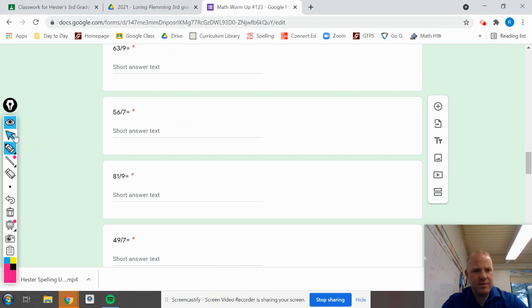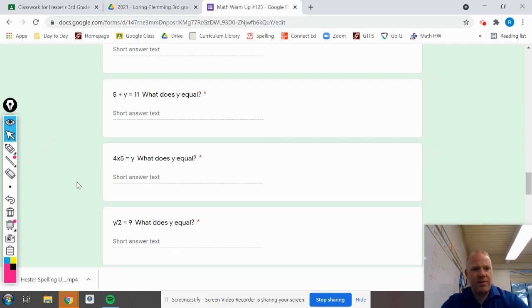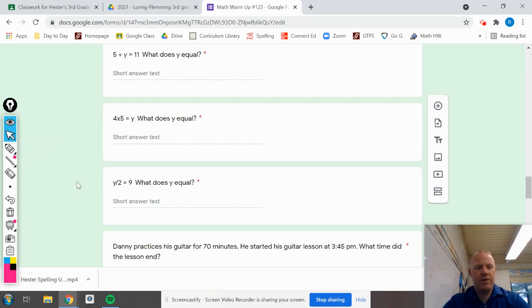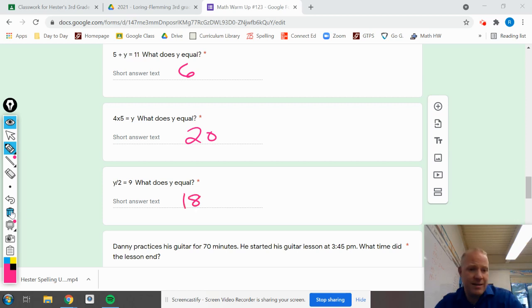We have solve for y. 5 plus y equals 11. So we think about the inverse operation, 11 minus 5. What would that equal? Hopefully you know 5 plus 6 equals 11, or 11 minus 5 equals 6. 4 times 5 equals y. What does y equal? 20. Y divided by 2 equals 9. So 9 times 2 equals, hopefully you said 18.